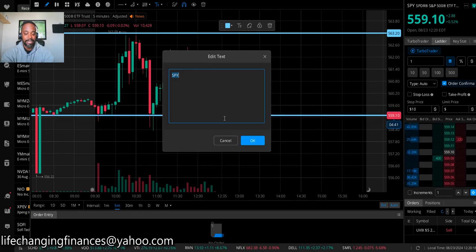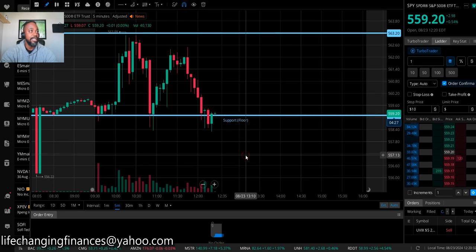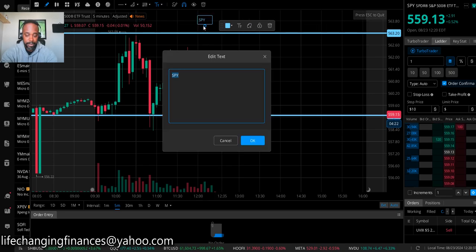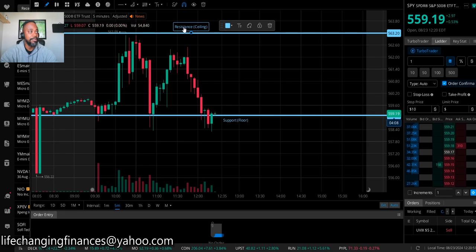So again, this line here is going to be called support. Support is your floor. Okay. This is your floor, support. That's what this line represents. And now we're going to put another one called resistance. Okay. So resistance is your ceiling. This is the area you want to go beyond if you were going to be doing momentum trading.